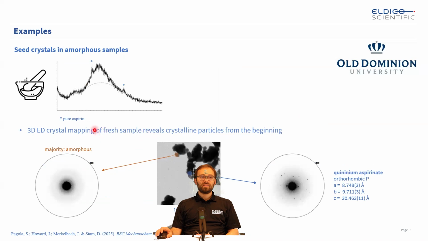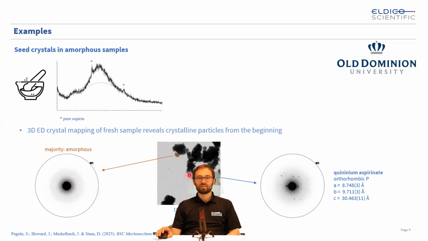So we prepared a fresh sample. We can see it's X-ray amorphous again. We see a few discrete peaks, which can just be assigned to pure aspirin, so one of the starting materials. So then we performed crystal mapping with electron diffraction, and we see an image here. As we expected, most of the particles do not show discrete Bragg peaks, so this is indeed amorphous material.